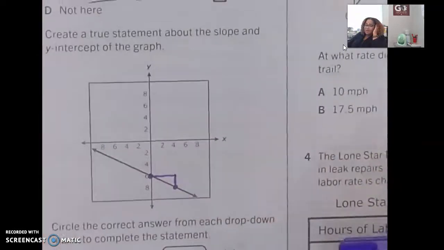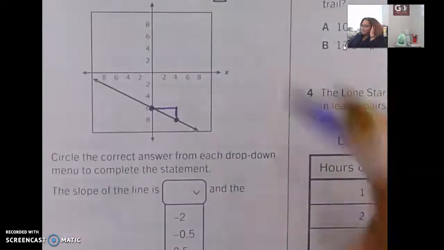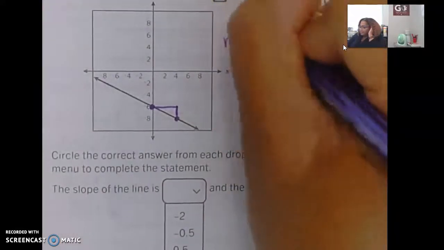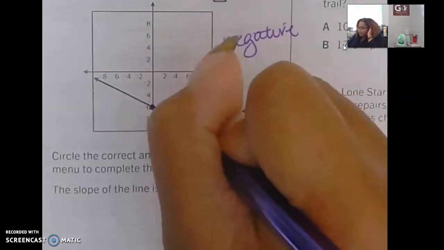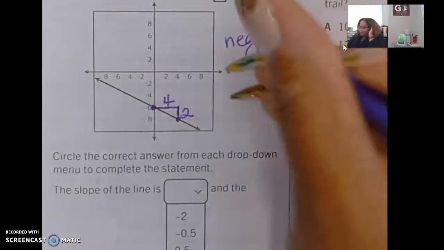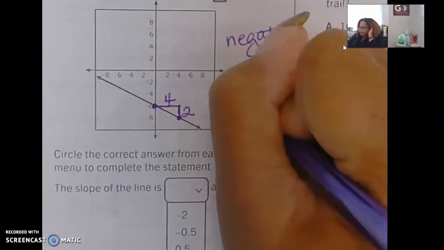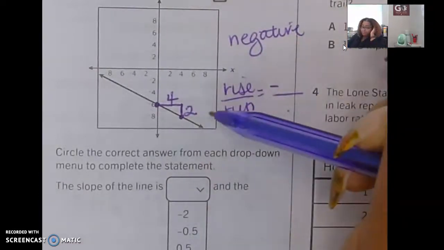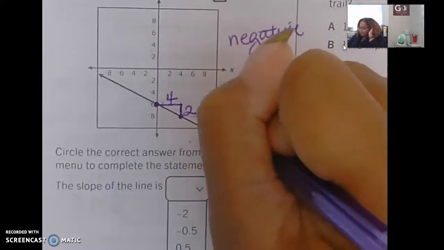Always double check whether it's increasing or decreasing. This one, going from left to right, is going down, so this is going to be negative. Then I look at how many units I rise. This is 2, and then I run 4. So I put my rise over run, negative something over something. Then you need to simplify or convert to decimal.